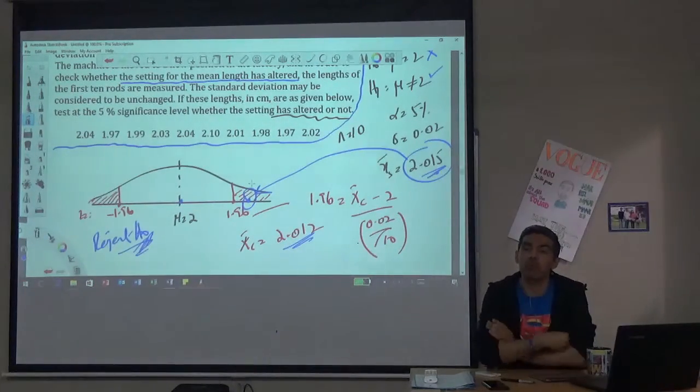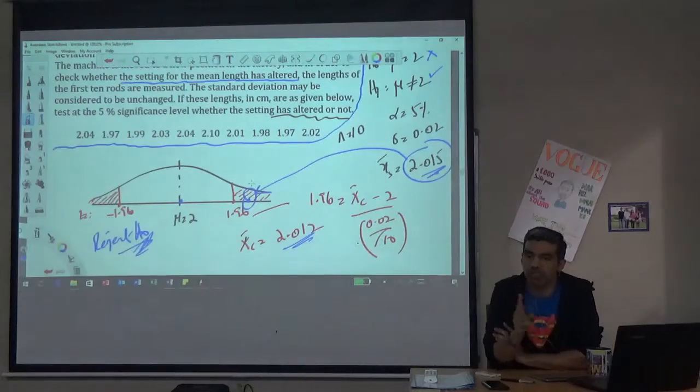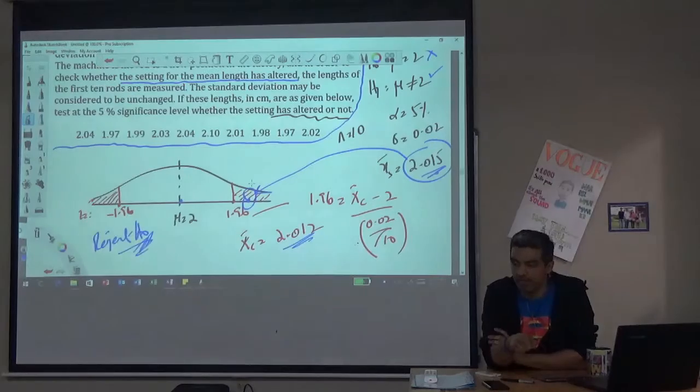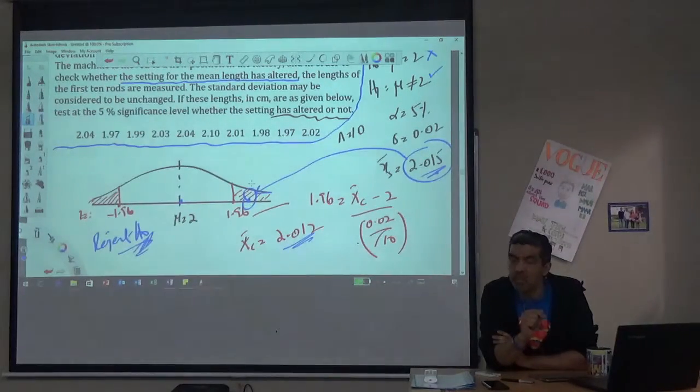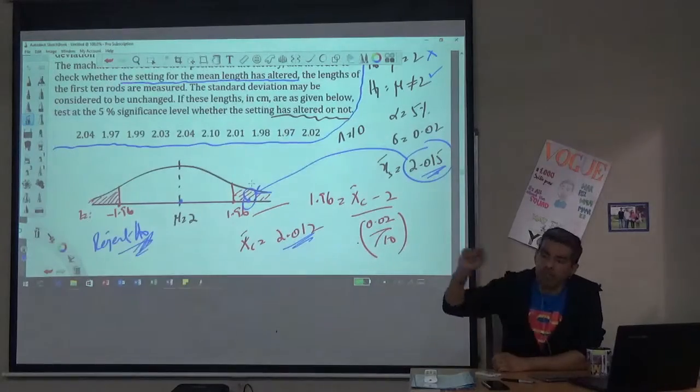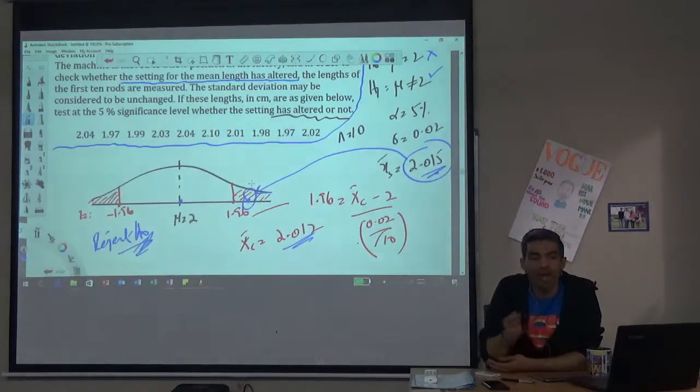Then there is another error called a type 2 error. There are only two kinds of errors, type 1 and type 2. I'm sure you can figure out what a type 2 error is. A type 2 error is when your sample actually falls in the acceptance region, you accept the null hypothesis, and in actual fact the hypothesis was wrong. And you ended up accepting the null hypothesis.